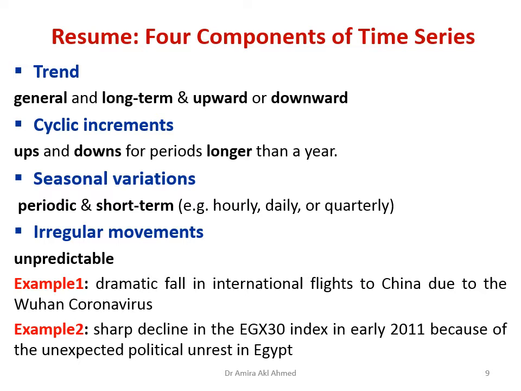An example of such movements include the dramatic fall in the number of international flights to China and the dramatic fall in its industrial production in response to the Wuhan coronavirus. Another example of irregular variations of a time series is the sharp decline in the Egyptian stock indexes in early 2011 because of the unexpected political unrest.